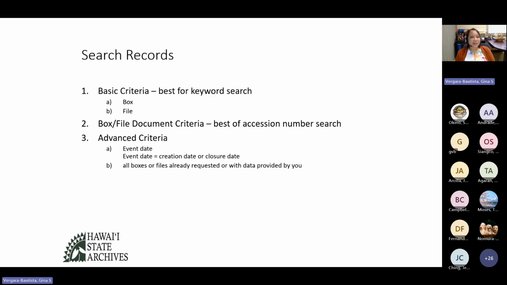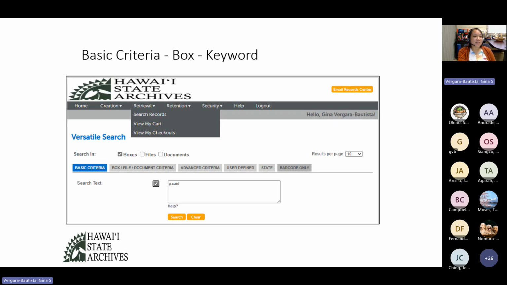Okay, so let's go over how to search records. There are three different ways. The first one is basic, then box, file, document criteria, and finally advanced criteria. Depending on which one you select, they're best for searching certain aspects of your records. So let's go over basic criteria. For this type of search, you click on retrieval, click on search records, and then this window will come up, and then you can click on basic criteria.